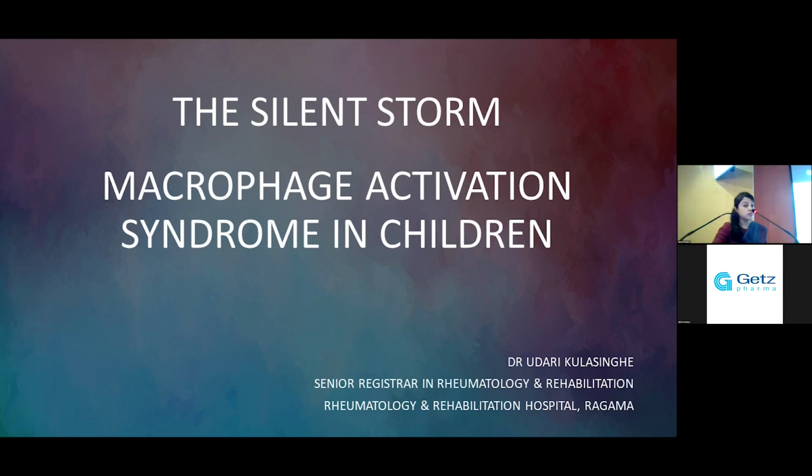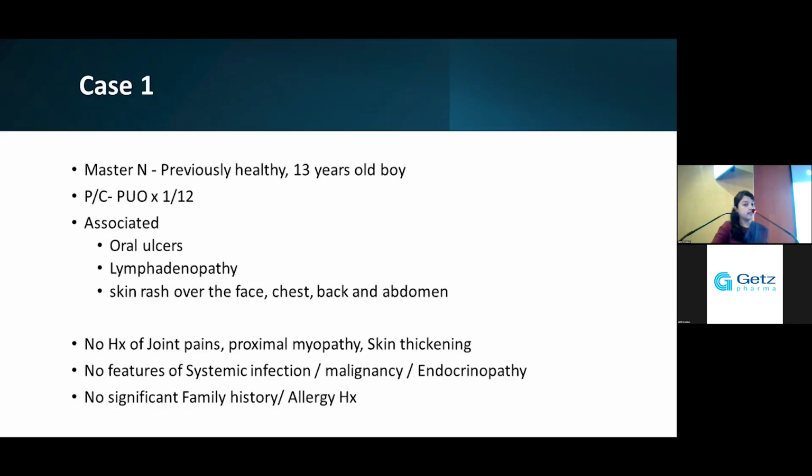So moving on to our first case, our patient was Master N, a previously healthy 13 years old boy. He presented with a PUO for 1 month duration. It was associated with oral ulcers, lymphadenopathy, skin rash over the face, chest, back, and abdomen.